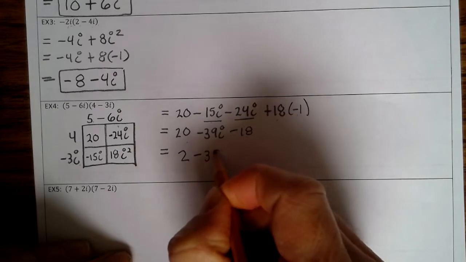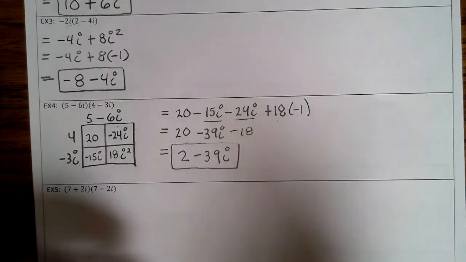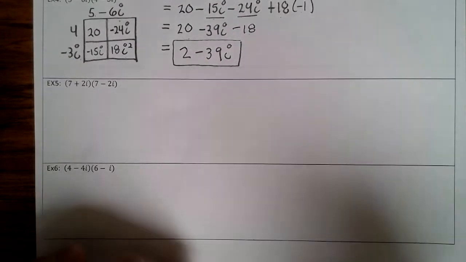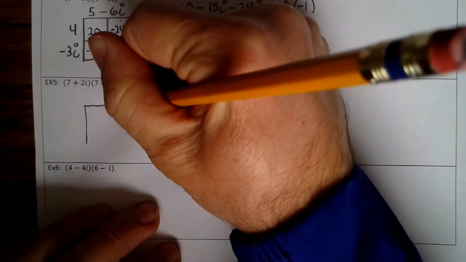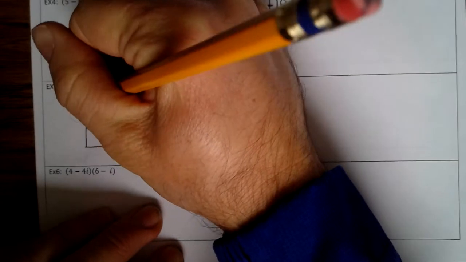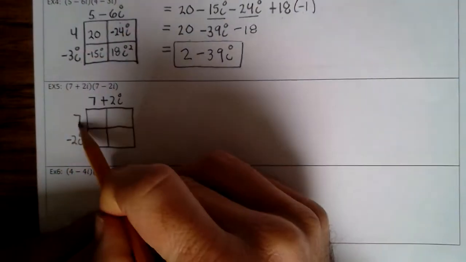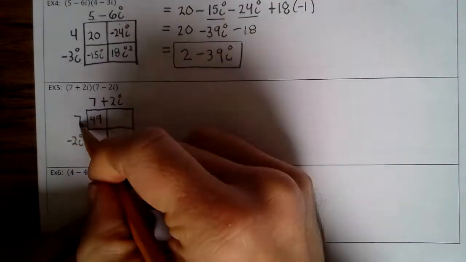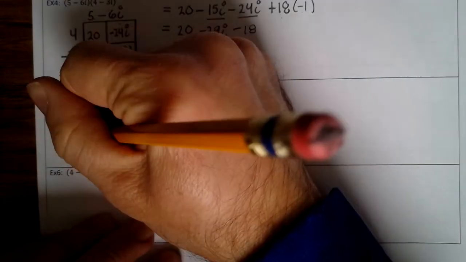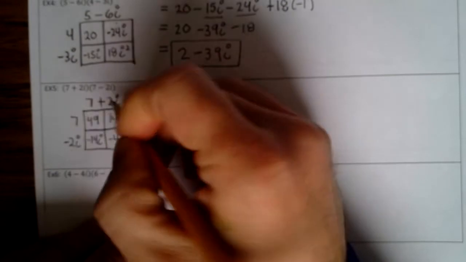All right, example 5. Again, we multiply using the box method. So 7 plus 2I, 7 minus 2I. 7 times 7 is 49. 7 times 2 is 14I. Negative 2I times 7 is negative 14I. Negative 2 times 2 is a negative 4. I times I is I squared.